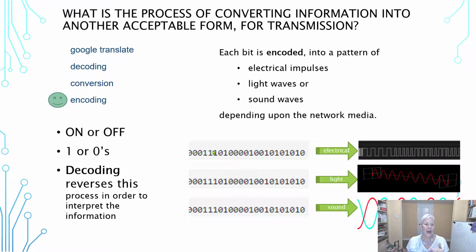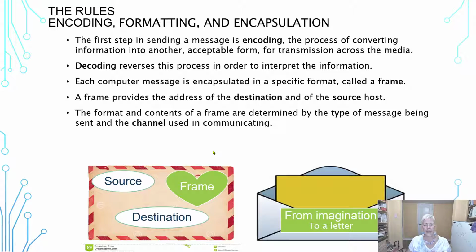When the traffic, the data that I'm sending from me to you, arrives at your location, the reverse happens. The electrical impulses get decoded back to ones and zeros. The rules of encoding, formatting, and encapsulation: the first step in sending a message. This message doesn't necessarily have to be an email. It's any type of data. I like the analogy of an email because I find that easy to explain and easy to visualize.